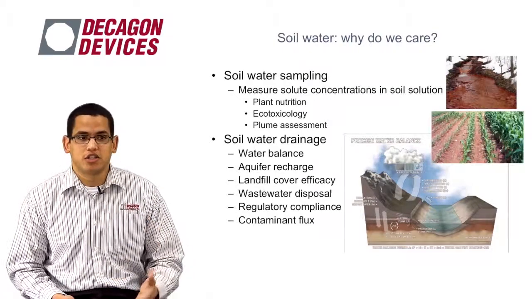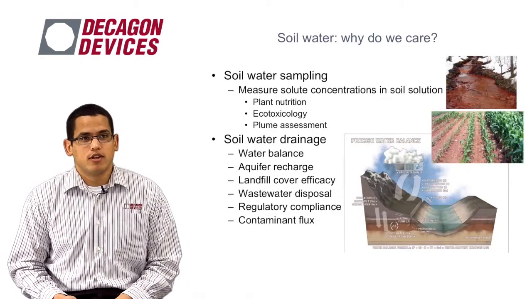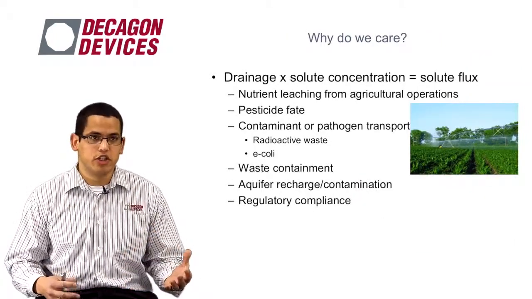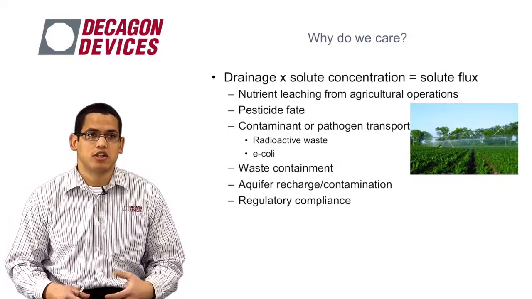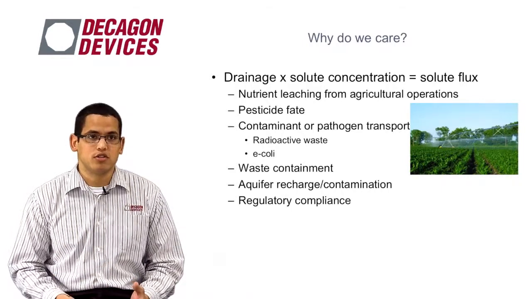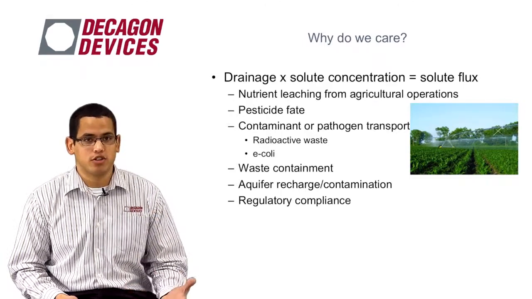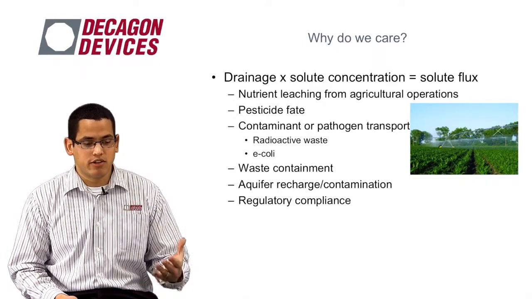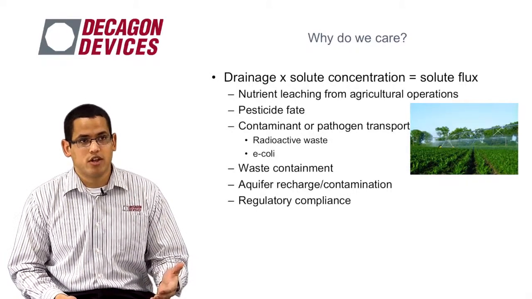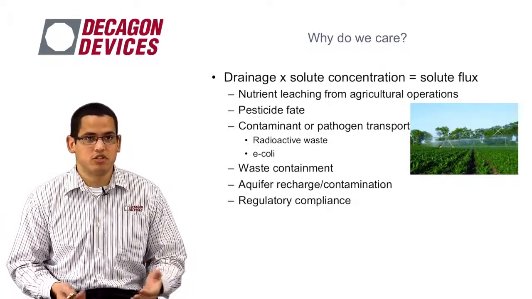Other applications also include contaminant flux. When you bring these two together, when we understand drainage and solute concentration, it gives us a good understanding of solute flux. It's important in nutrient leaching studies and agricultural operations, especially as areas of the U.S. have more and more groundwater with high levels of nitrates, which lead to health issues for humans, methemoglobinemia in babies, those types of issues.